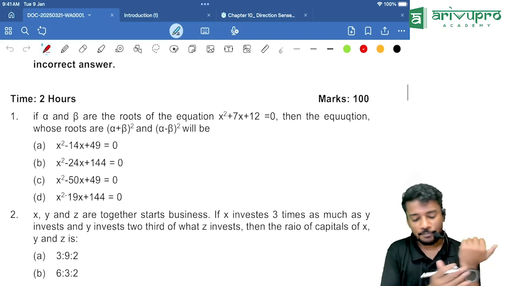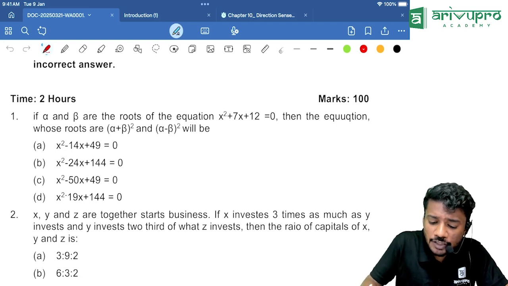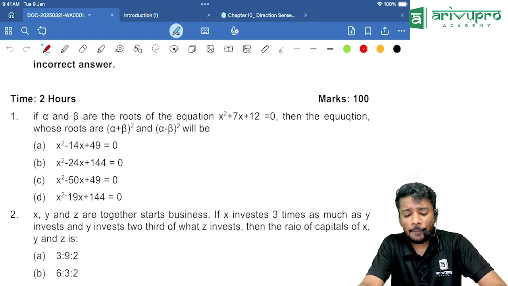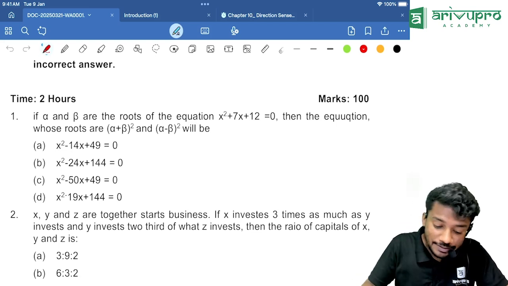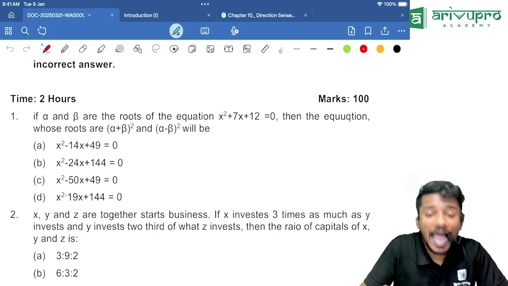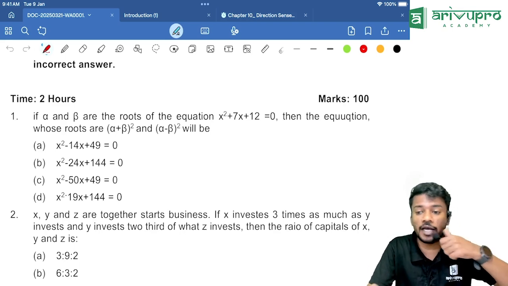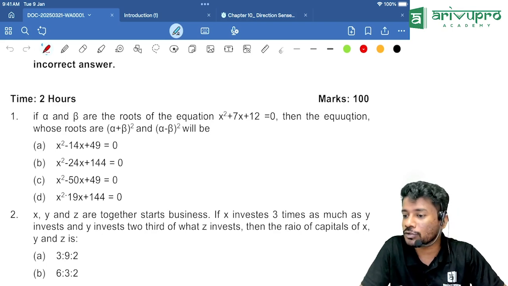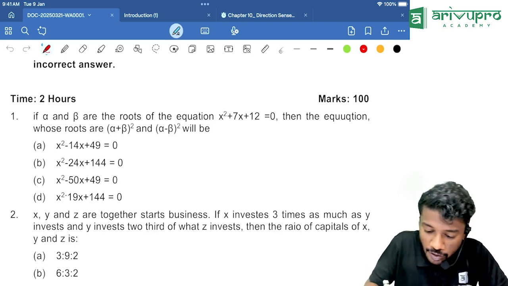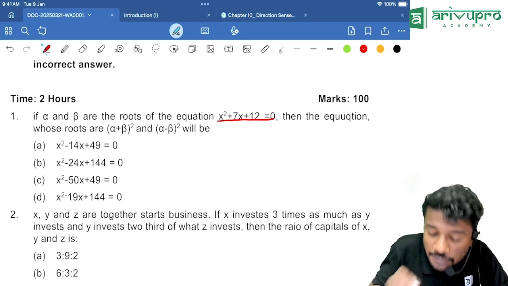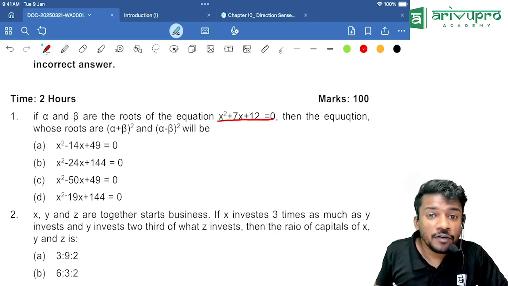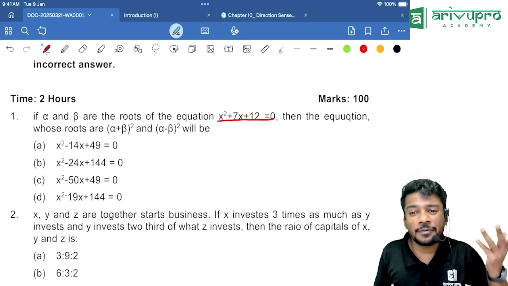Now the first question. If alpha and beta are the roots of the equation x square plus 7x plus 12, then the equation whose roots are alpha plus beta the whole square and alpha minus beta the whole square will be. What is the question? How to solve this? We have this formula, right? Equation is given. We need to find alpha and beta first. That is the best method.